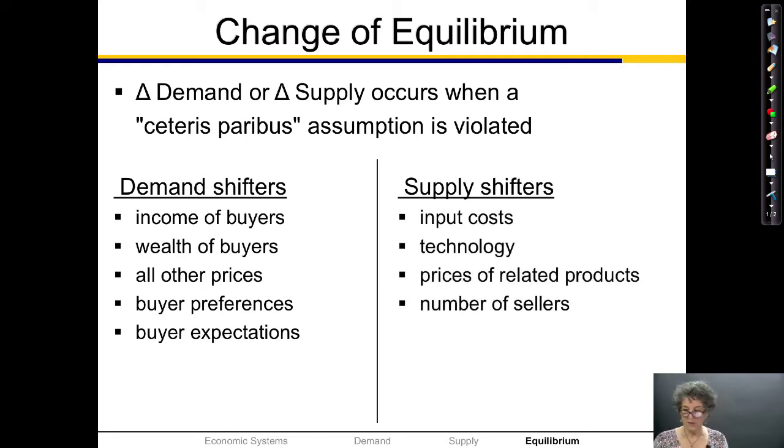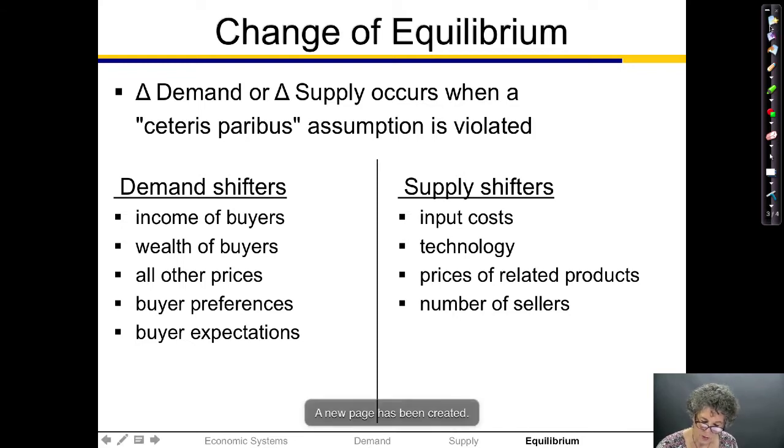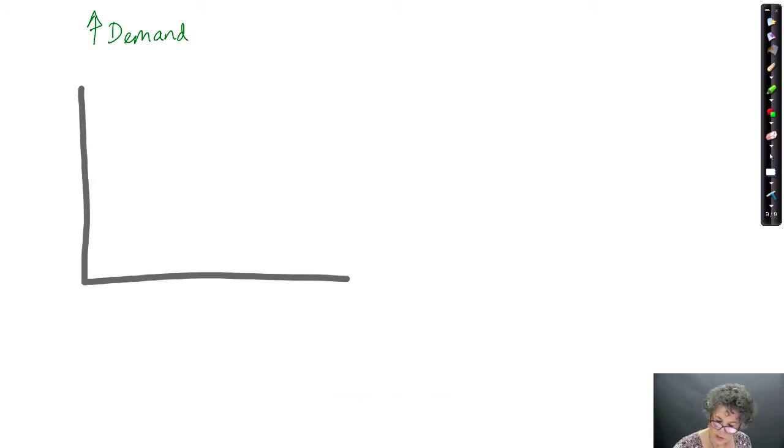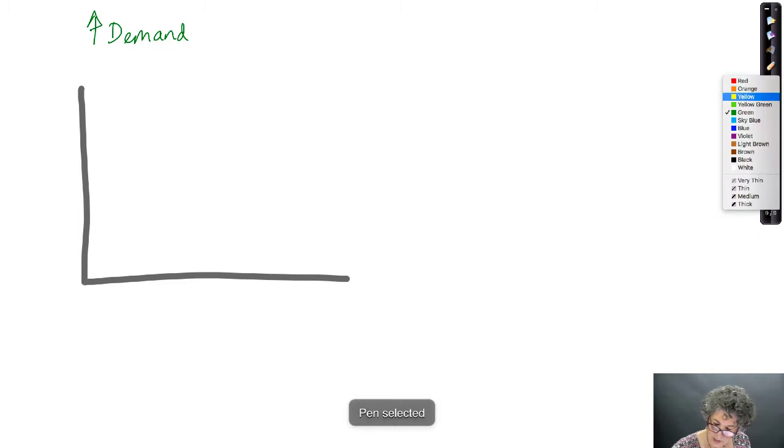So remember, we had those 5 demand shifters and we have the 4 supply shifters. The 5 demand shifters: income, wealth, other prices, buyer preferences, and expectations. The supply shifters: input costs, technology, prices of related products, numbers of sellers. Okay, here we go. All right, let's do a picture. Suppose something happens to lead to an increase in demand. So remember, an increase in demand means an increase in quantity demanded at each and every price. So draw your axes.